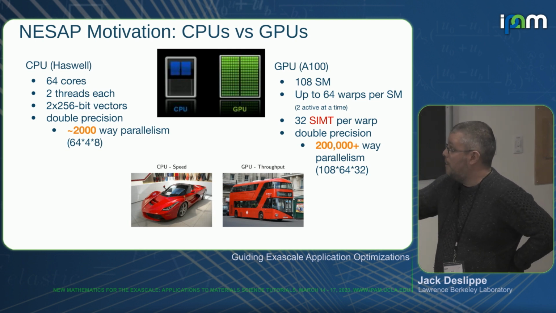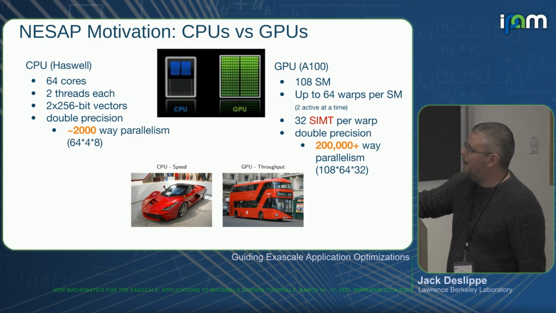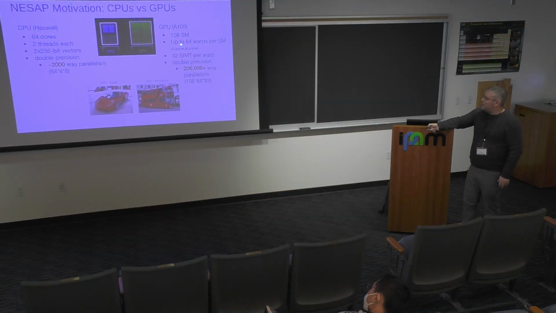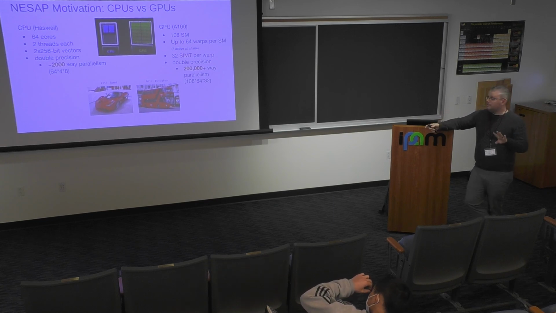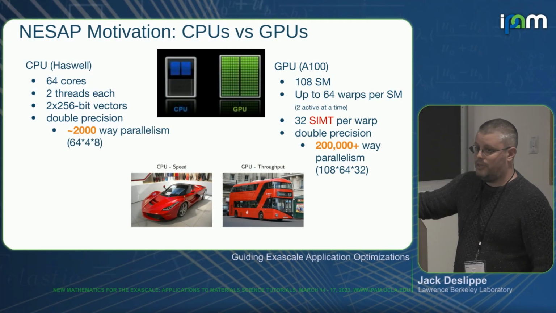If we look at the A100s that are on Perlmutter, roughly the equivalent of a core is an SM, which stands for a streaming multiprocessor. It's not quite the same as a core, but let's just wave our hands for a second. It turns out that you can have up to 64 warps per SM active at a time. And a warp is roughly equivalent to the vector unit of a CPU. And instead of being 4 wide, they're actually 32 wide. So instead of operating on a vector of 4 elements at a time, you're operating on a vector of 32 elements at a time. If you do this math, you end up with 200,000-way parallelism is what you need to keep a GPU busy.